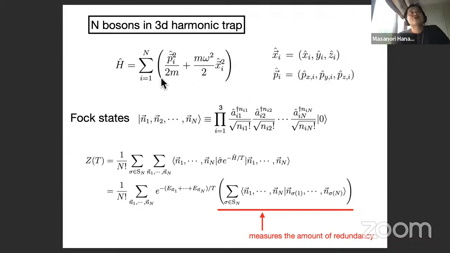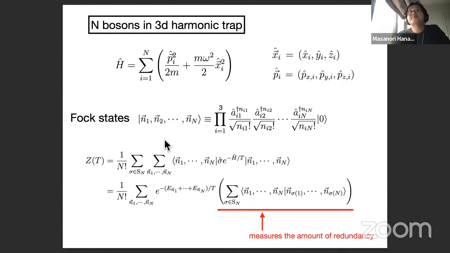The S_N permutation symmetry exchanges this label i. We are talking about indistinguishable bosons, so when we exchange the indices i and j, we cannot distinguish such states. In that sense, this is a gauged S_N permutation group. The extended Hilbert space is just a Fock space. n_1 consists of three numbers, n_1x, n_1y, n_1z, which correspond to the excitation levels of x hat 1, y hat 1, z hat 1. So we have a three-vector to label the excitation level of each particle.